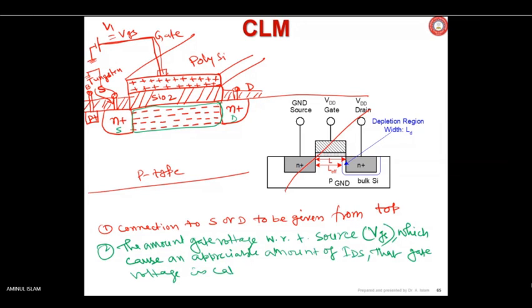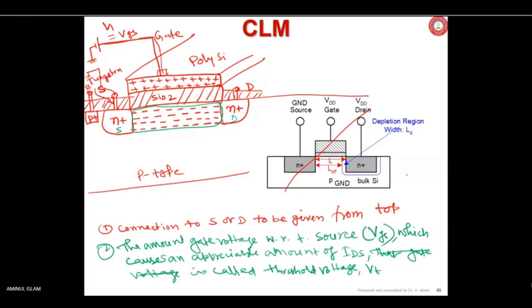That gate voltage is called what? Tell. The amount of gate voltage with respect to source, that is the amount of VGS which causes an appreciable amount of IDS, that gate voltage is called what? Threshold voltage. It is denoted by VT.